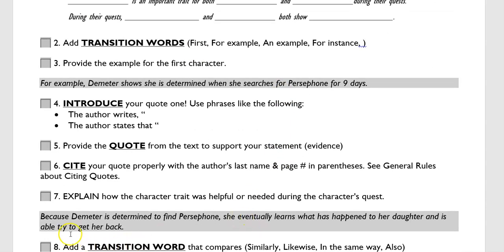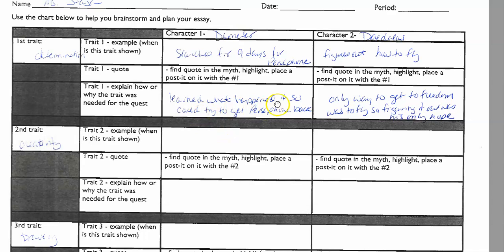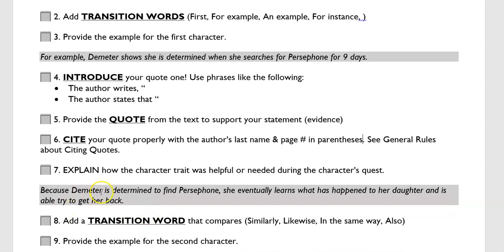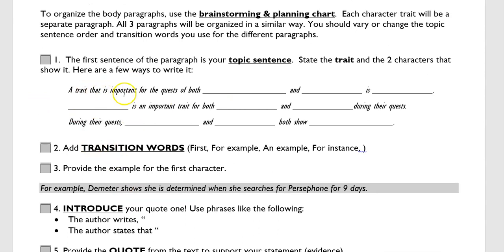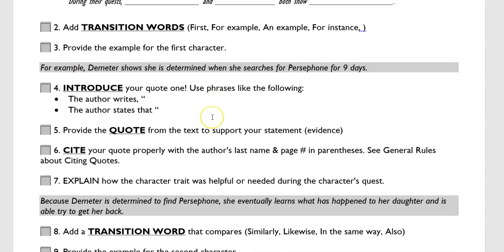And then we want to go to the next box in our chart, which is how is this trait helpful or needed during the character's quest. If I go back, you'll notice I said that she learned what happened so she could try and get Persephone back. Notice I switched to past tense here. I want to make sure that I make it present tense when I write. So I did. Because Demeter is determined to find Persephone, she eventually learns what has happened to her daughter and is able to try and get her back. Okay, so keeping it all in present tense. You can write the whole thing in past tense, but then everything needs to be past tense, including your topic sentence. Okay, so just keep that in mind.